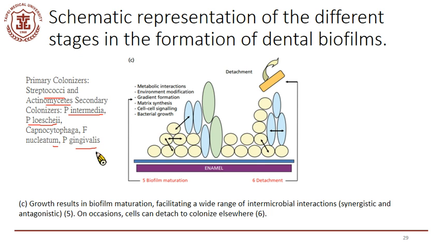Of course, we can still have the biofilm maturation. So if you just give it time, that's when it becomes mature. And that's when we will start having these interactions, which are metabolic interactions, environment modifications, gradient formations, matrix synthesis, cell-to-cell signaling, and bacterial growth. So when you have all this structure, they protect each other, and you have these interactions. Some bacteria will live better, some will die, and then you will have a better connection between them, and the attachment is stronger. Of course, when one grows way too much, some researchers say that some part of this dental plaque will detach and go somewhere else and colonize somewhere else. Okay?